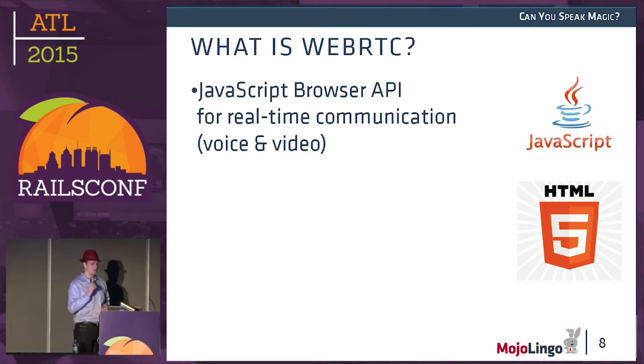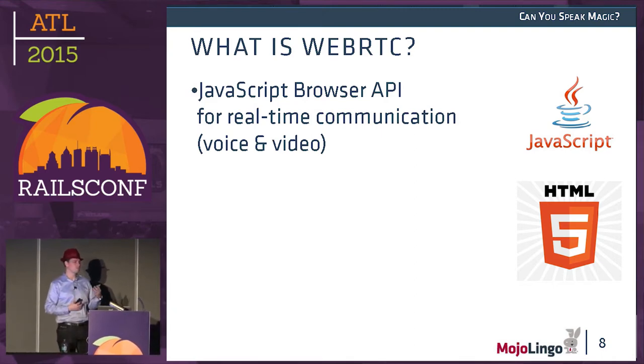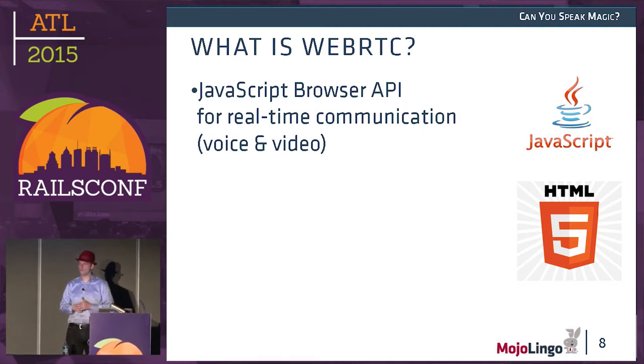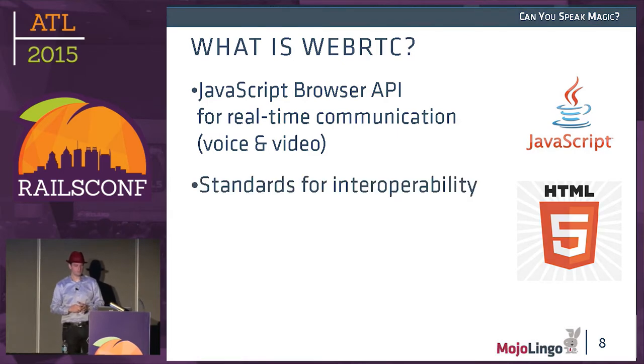Fundamentally, WebRTC is a JavaScript browser API. You tend to access it using JavaScript built in the browser. It can also be used for mobile, although in the mobile world what you get are all of the backend pieces. You get the standardization of the network traversal, but you don't necessarily have the same API. Different SDKs are provided. I'm not going to talk too much about mobile today, but the standards for interoperability are really interesting.